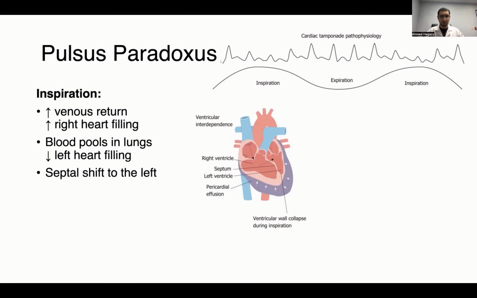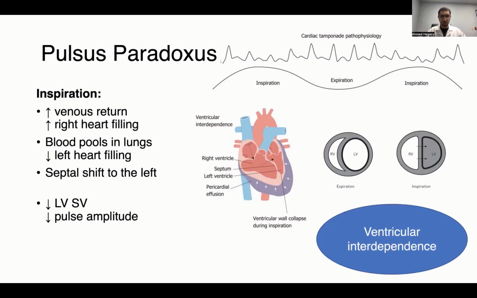Now you have a big pericardial effusion, there's a lot of pericardial constraint, so the right ventricle has nowhere to go other than shift the septum over to the left as it accommodates all this blood. With this septal shift to the left, you'll get a reduction in left ventricular stroke volume, and you'll get a reduction in the pulse amplitude and a drop in systolic blood pressure during inspiration. Why does it happen? It's because of the pericardial constraint giving you ventricular interdependence. Now the septum is the only way to accommodate blood in each of the chambers.